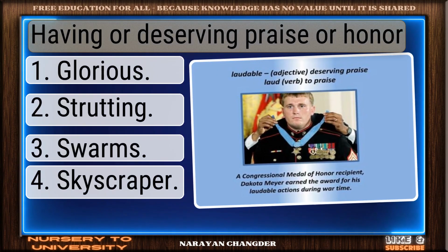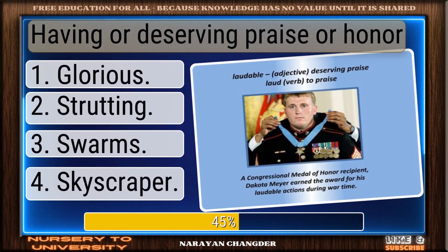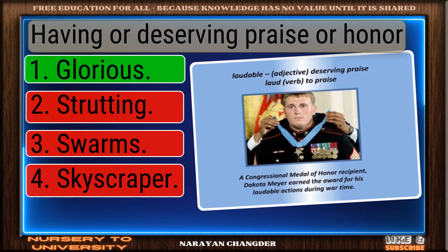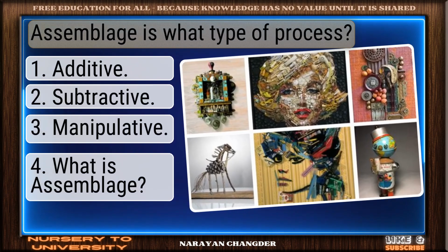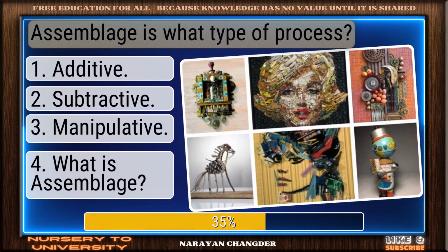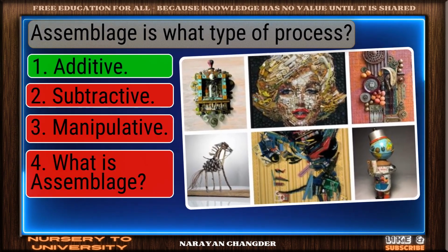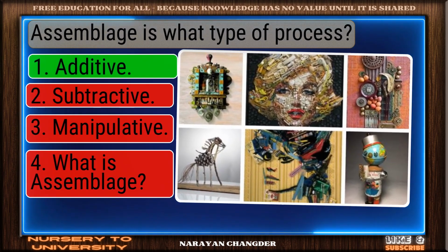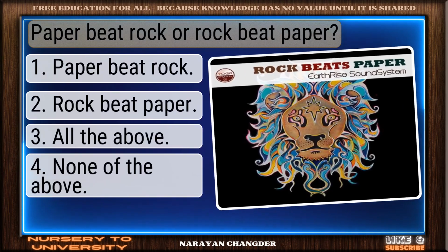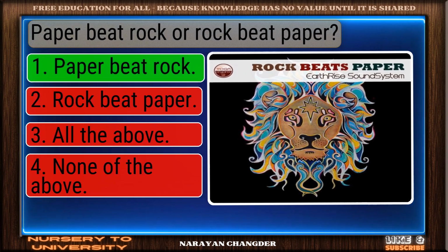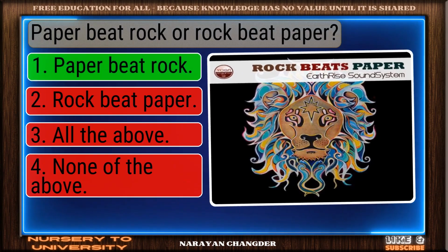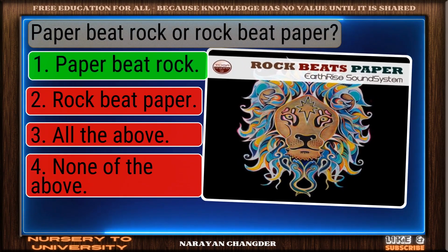Having or deserving praise or honor? Smart move. Glorious is an accurate answer. Assemblage is what type of process? Good job. Your answer, additive, works well here. Paper beat rock or rock beat paper? Strong choice. Paper beat rock is the right answer.